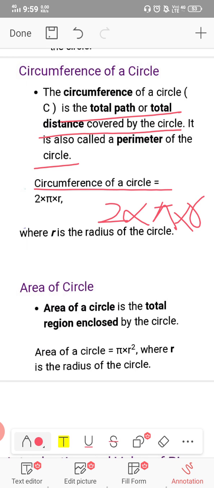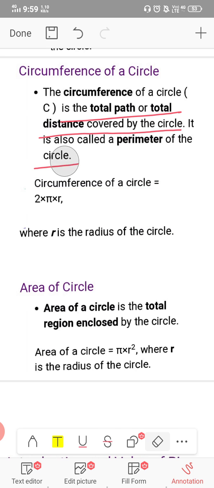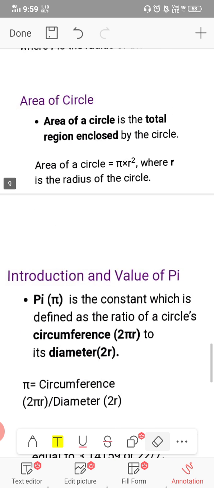in 1706 William Jones gave us a constant whose value is 3.141 in the form of decimal and 22/7 in the form of fraction. So pi is a constant which is defined as the ratio of a circle's circumference to its diameter.